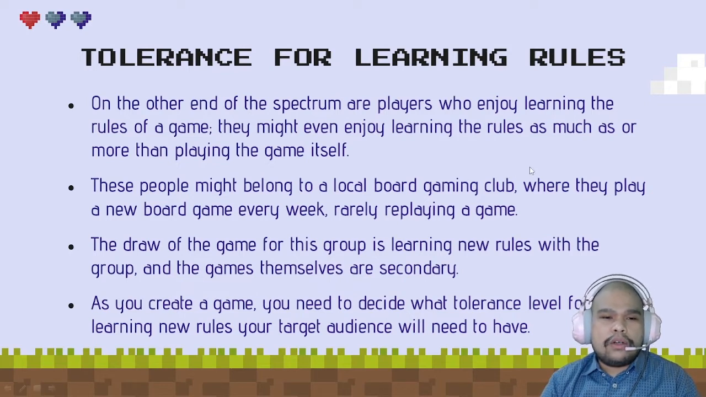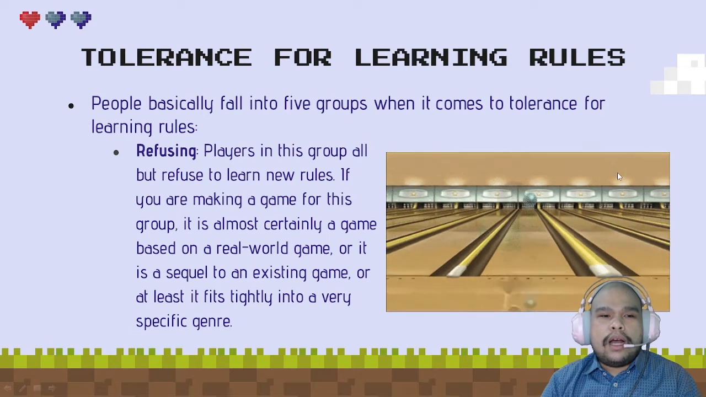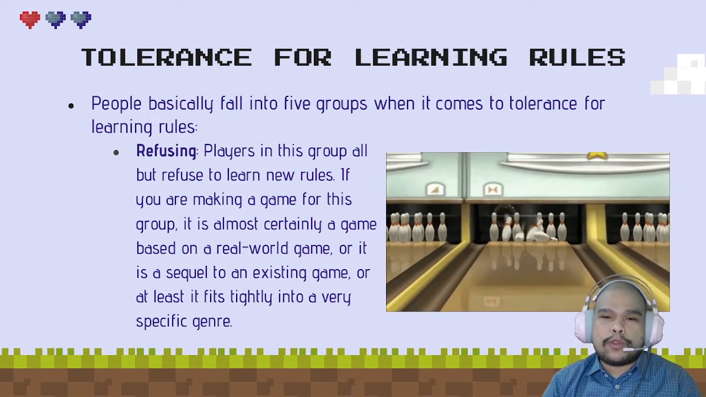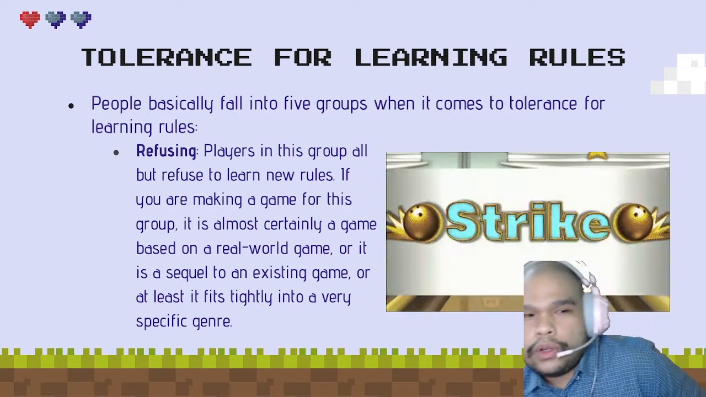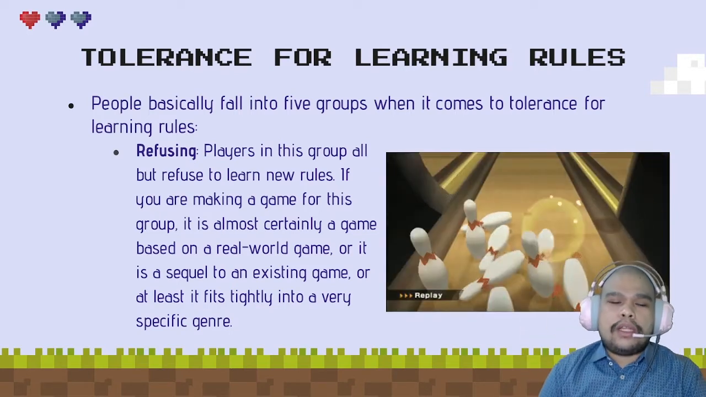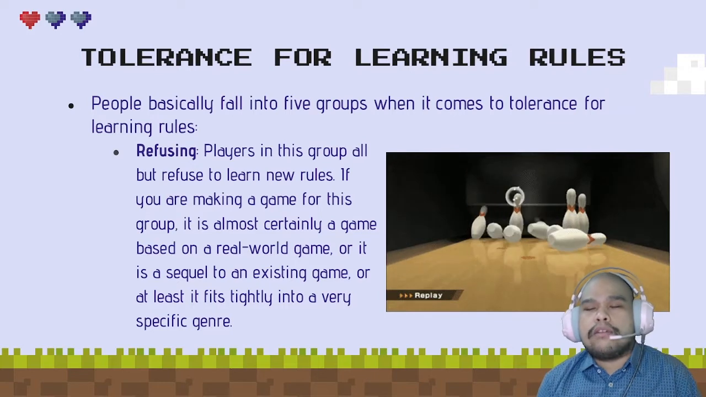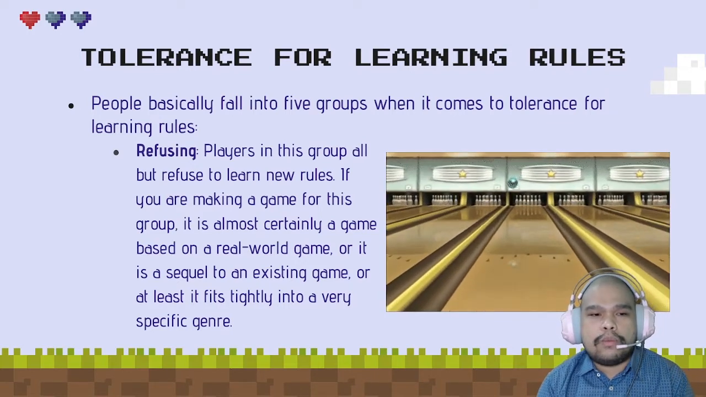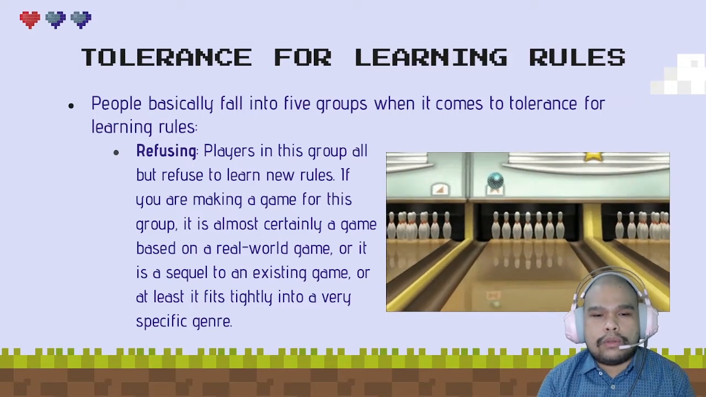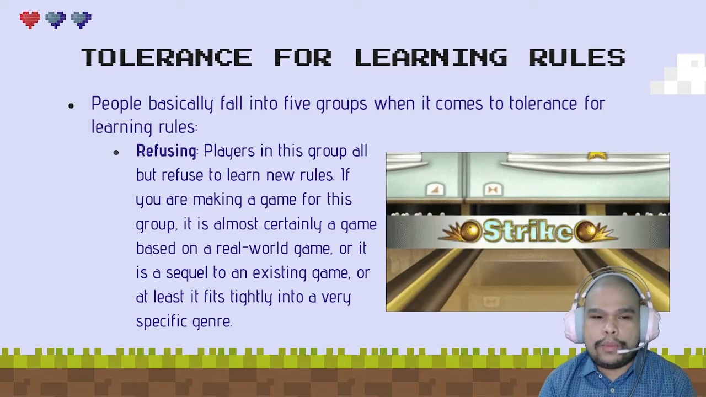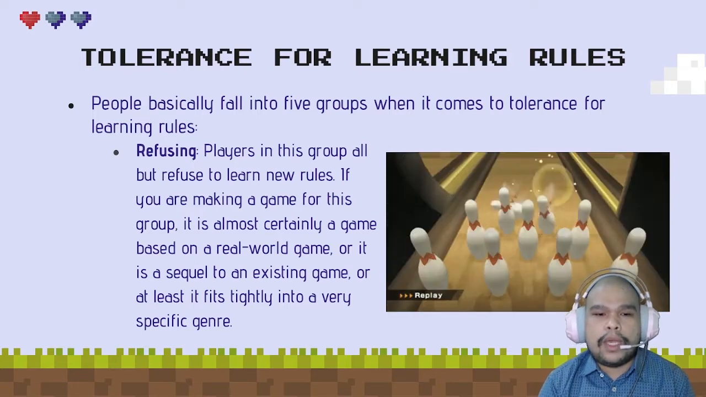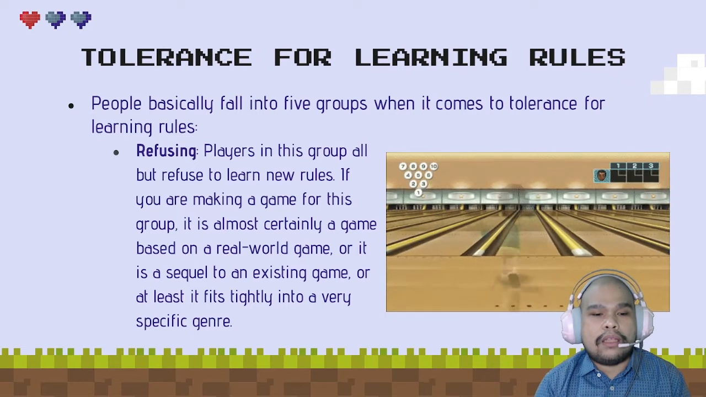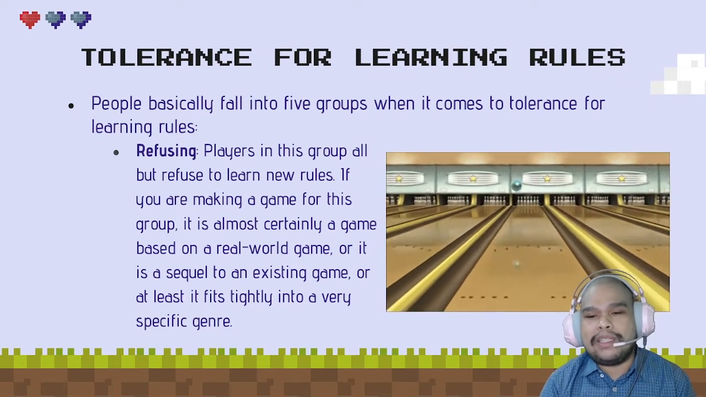Okay, so now let's proceed. People basically fall into 5 groups when it comes to tolerance for learning rules. So, the first example natin or the first type natin or first group natin will be refusing. So, these players or players in this group all but refuse to learn new rules. If you're making a game for this group, it is almost certainly a game based on real-world game, or is it a sequel to an existing game, or at least it fits tightly into a very specific genre.